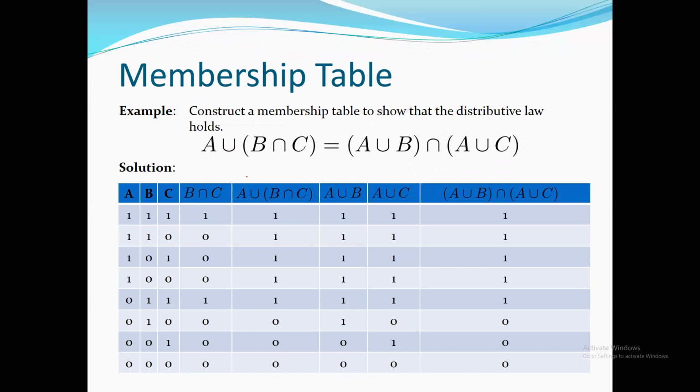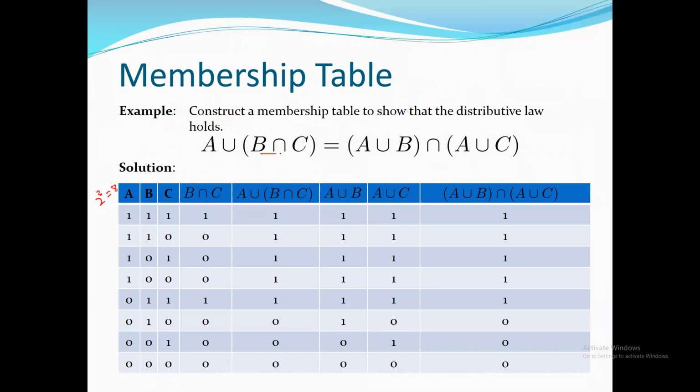So for example, if you want to prove that A union B intersection C is equal to A union B intersection A union C, you have three variables here, A, B, C. So put A, B, C over there and have the truth values for each of them. All the combinations, since these are three variables, the possible combinations are 2 to the power of 3, that is 8. So 8 combinations you can see here.